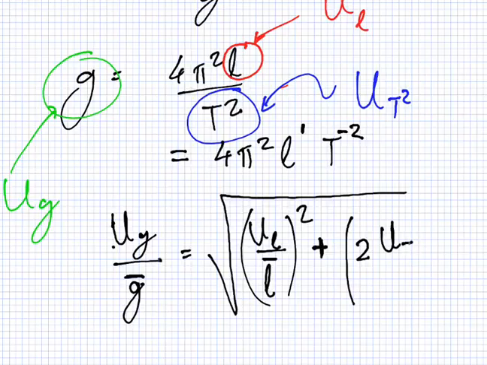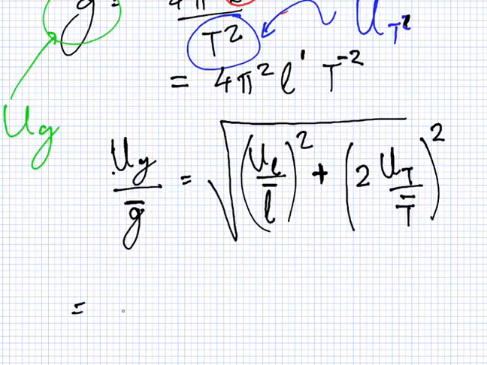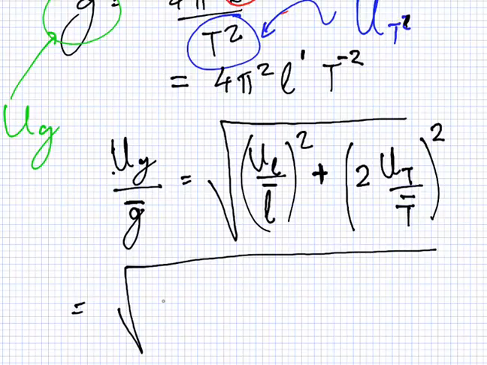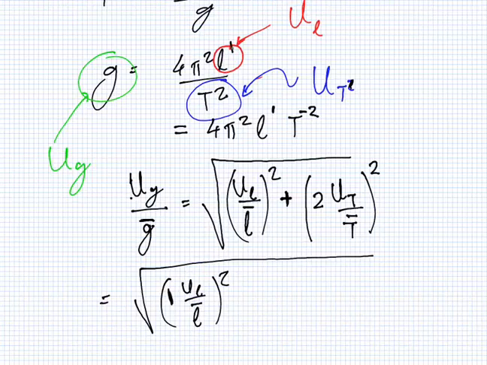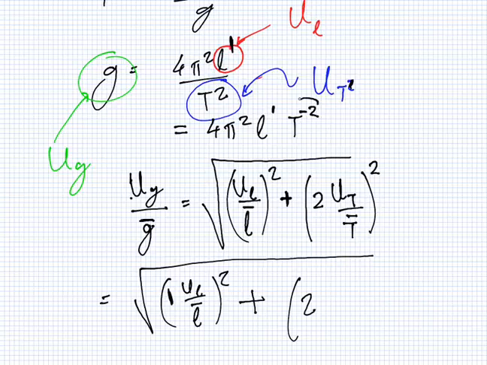Uncertainty in T over the average value for T, all squared. And the 2 is coming from the power here. So in other words, if you want to think about the formula like this, it's 1 times UL over L average, all squared. And the reason for the 1 is because the L has a power of 1. And then plus, because it's always plus for uncertainty, 2. And the reason for the 2 is the 2 here.